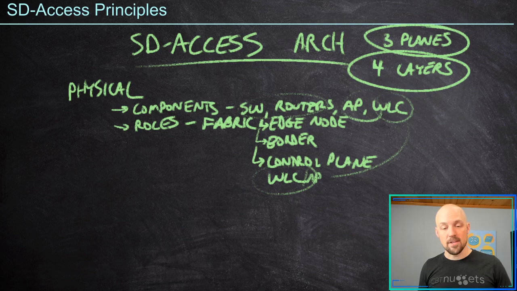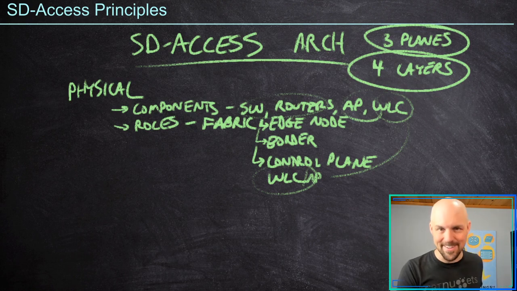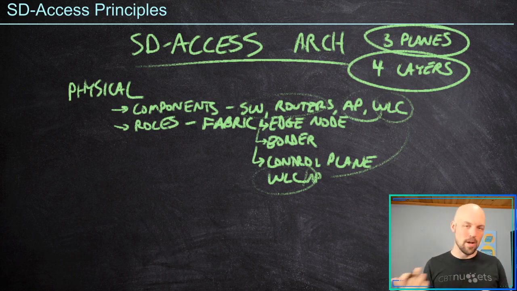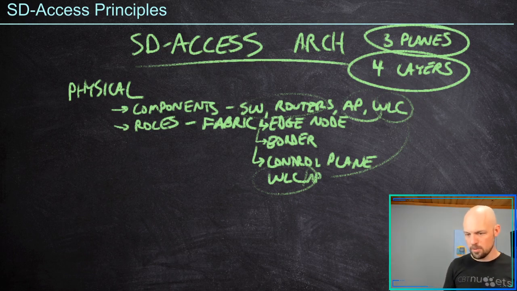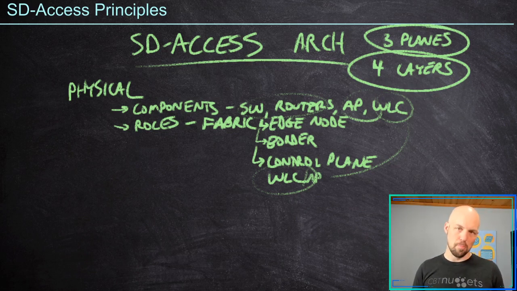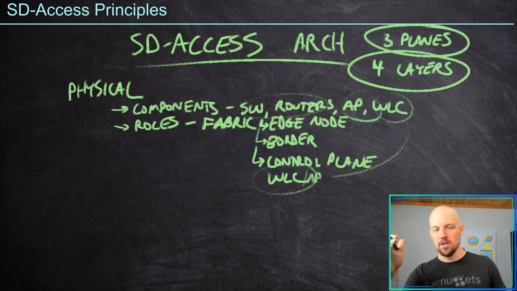Control plane node, that's going to come back to LISP. We need a device that sits out of band to give us all the LISP information, okay? So that's the device that's going to be running the LISP mapping server, the map resolver, map server. So that would be a control plane node in an SD-Access environment, all right? So we need to map essentially the components to the roles.